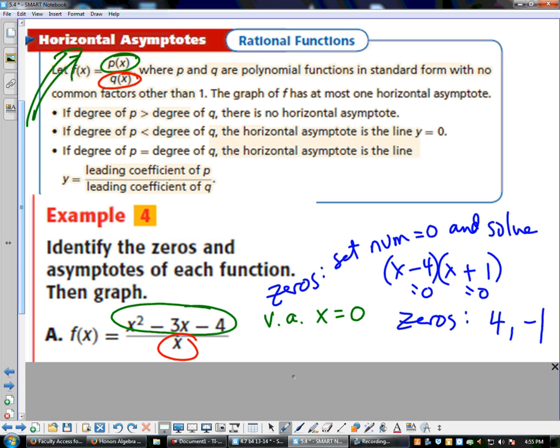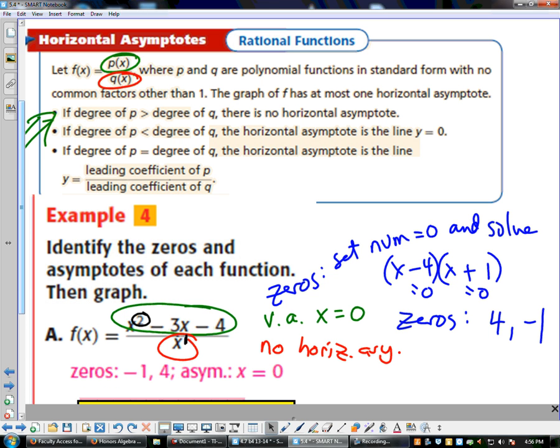Well, that's where we need all of these rules here. So which rule are we going to follow? Is the degree of the numerator greater than, less than, or equal to the degree of the denominator? Well, the degree here is 2, and the degree here is really just 1. So that means that we really want this top case. If the degree of the numerator is greater than the degree of the denominator, there is no horizontal asymptote. So here we can just say no horizontal asymptote.